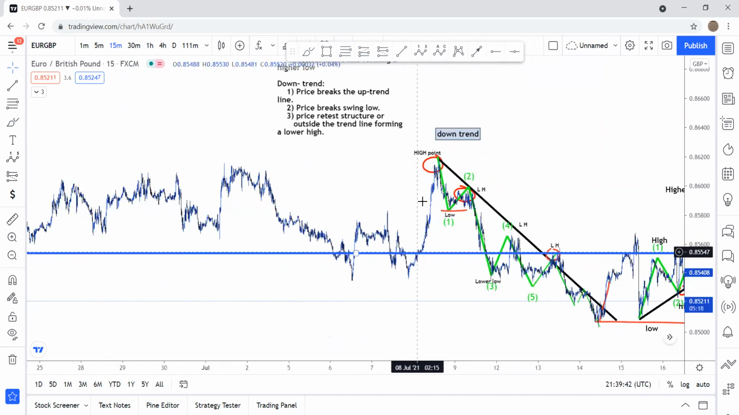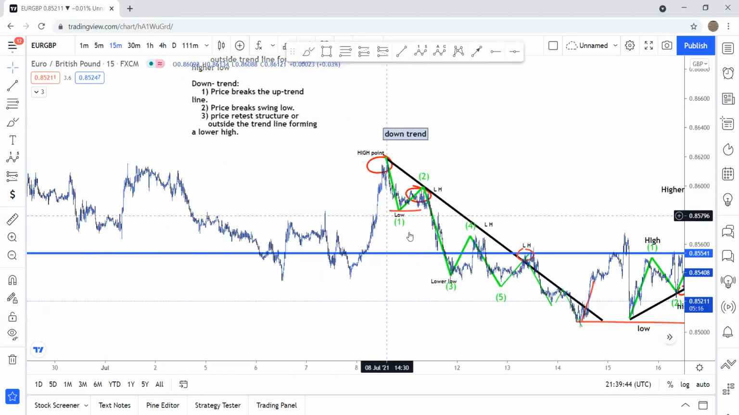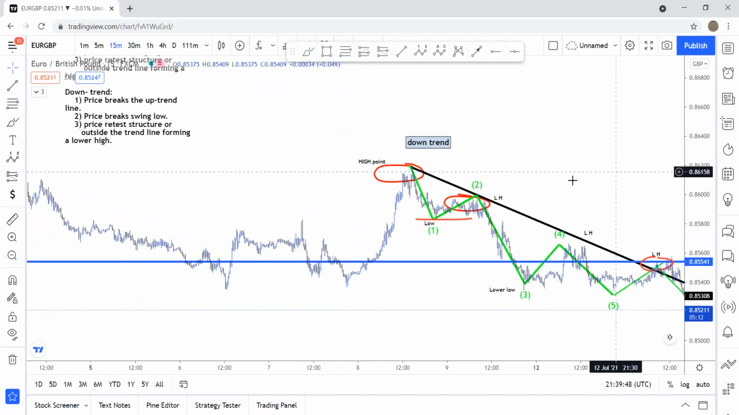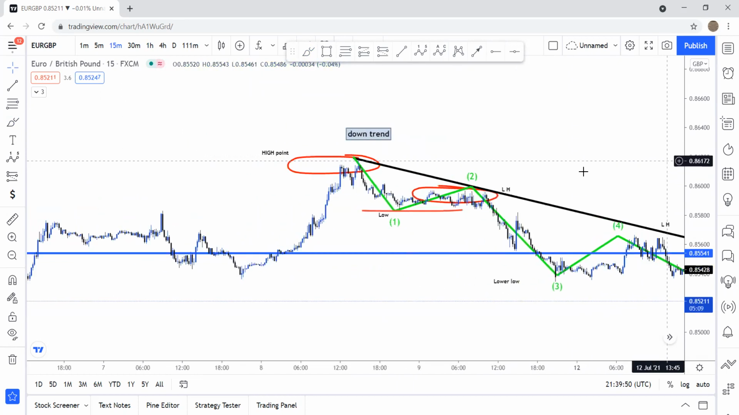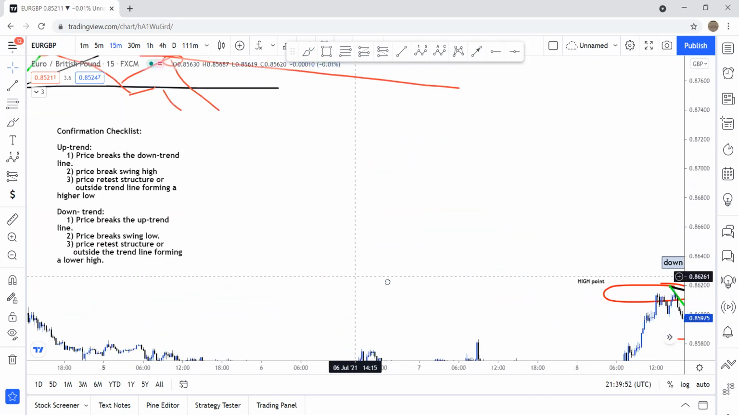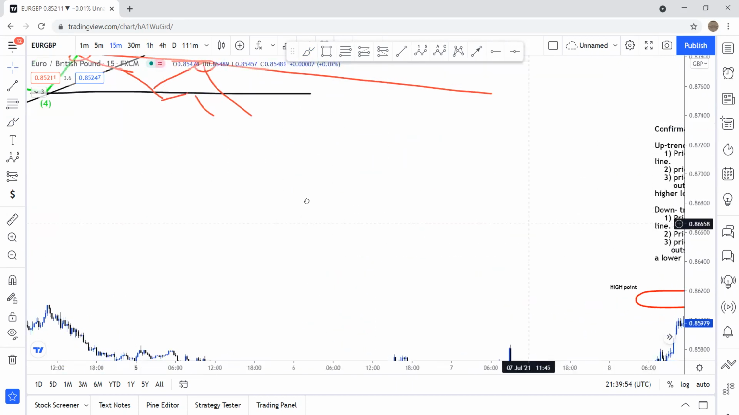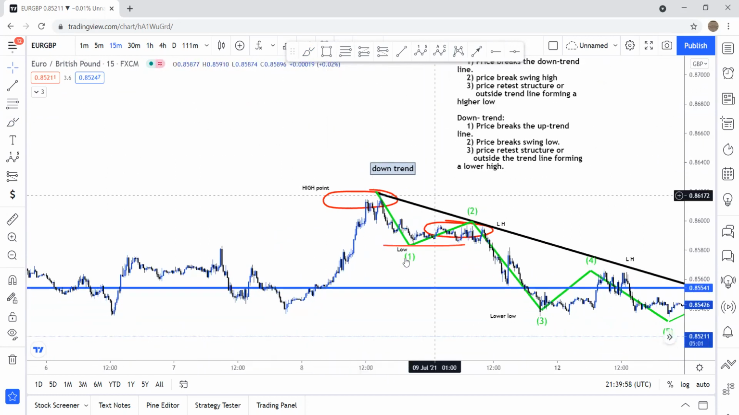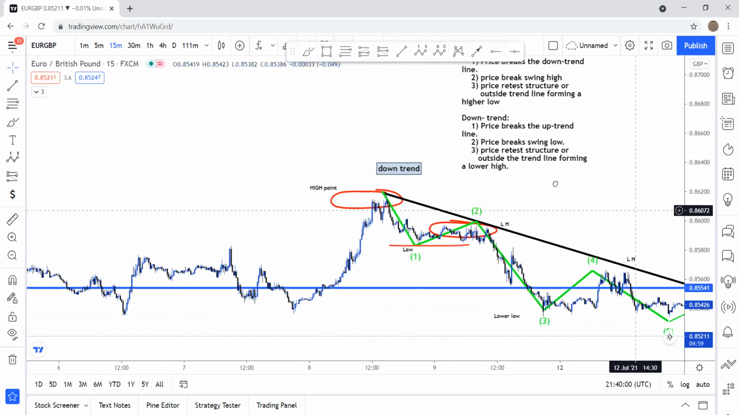Well, this is not a clean example, guys. Okay, this could work. It's not a clean example. I'm going to review another example of the downtrend, but since we're here already for this downtrend, we're going to explain the confirmation for this as well, right?